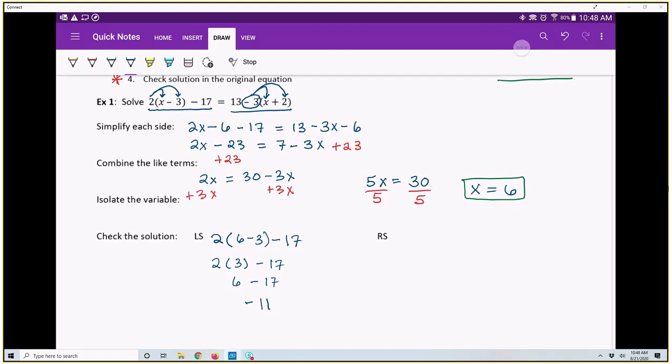Let's check. So I have 13 minus 3, start my parenthesis, and instead of writing x, I'm going to write 6 plus 2. Well, 6 plus 2 is 8, so this is 13 minus 3 times 8. And 3 times 8 is 24, so this is 13 minus 24, and that is negative 11. So I have negative 11 equal to negative 11, and that is absolutely true. So that means that x equals 6 is the solution to my equation.